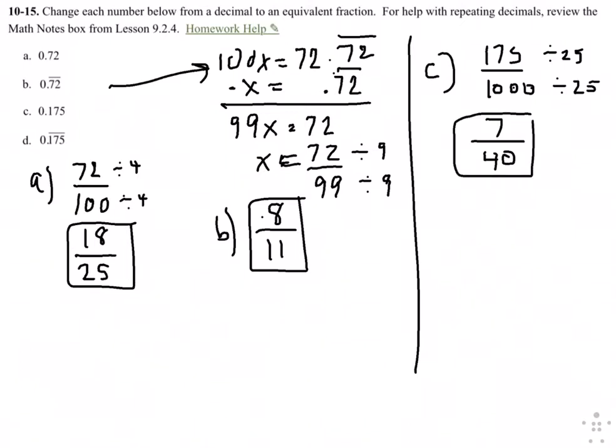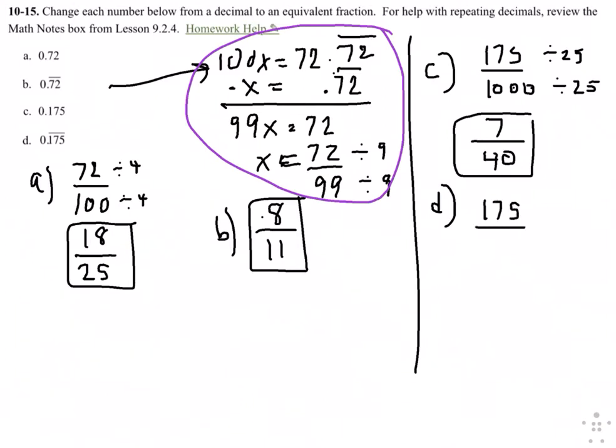So there's C reduced. And then D, you could use the method we used right here. But you should start to recognize these patterns. So since 3 digits repeat, it's 175/999. If it's 1 digit repeating, it's over 9. If it's 2 digits repeating, it's over 99. If 3 digits, it's over 999. And now you look what goes into 175 and 999, and nothing. There's no common factors, so we are done.